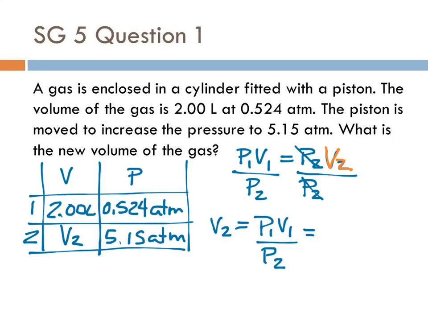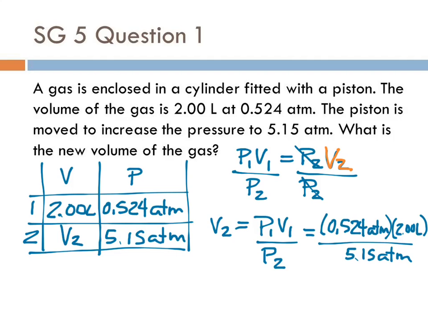So we have the rearranged equation, and then we put the numbers in, and we include the units. So pressure 1 is 0.524 atmospheres, and volume 1 is 2.00 liters, and pressure 2 on the bottom is 5.15 atmospheres. And then we always need to look at those units and make sure that they're doing what they're supposed to do. We have atmospheres on the top and the bottom. The atmospheres cancel out, and we're left with liter as a unit. And that's good because liter is a unit of volume. So then we take our calculator.